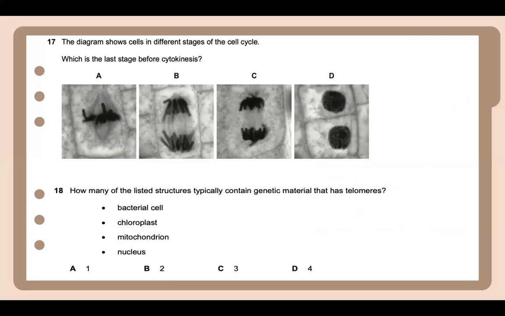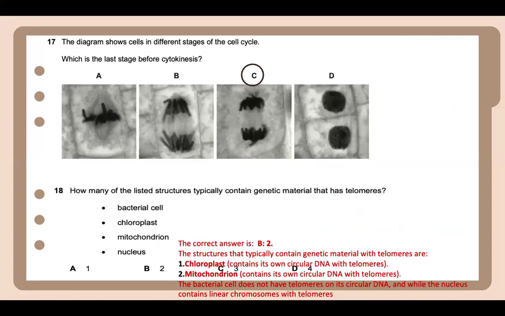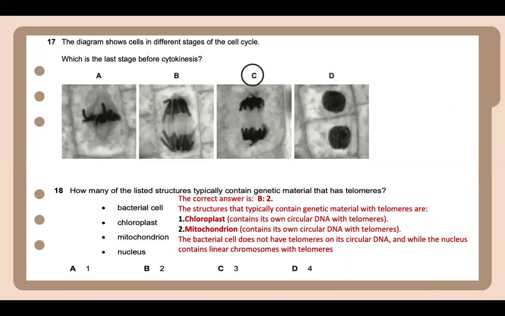What is the last stage before cytokinesis? The answer is C. How many of the listed structures typically contain genetic material that has telomeres? The correct answer is only 2, which are chloroplast and mitochondrion.